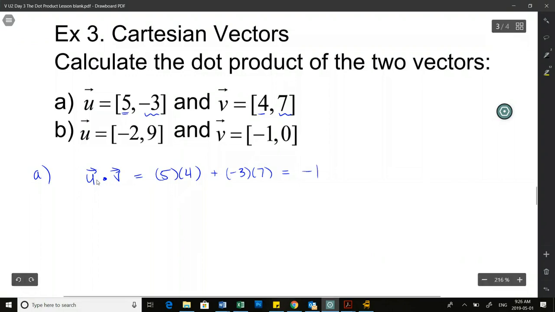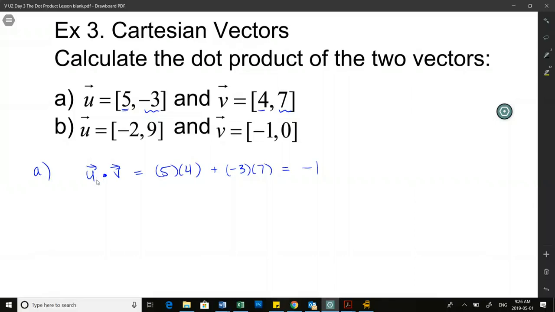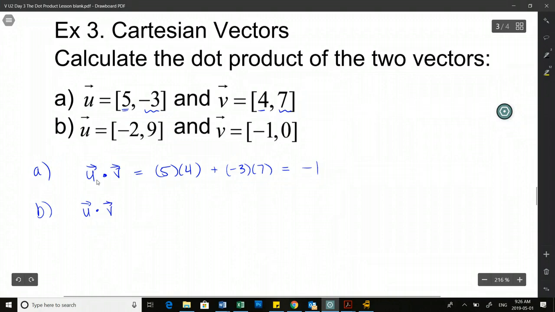So here we end up getting -1 for the dot product. Okay, for part B, if I do u dot v, I'm doing the same thing. We're going to take the x components and multiply them, and add them together with the multiple of the y components. So here we end up getting 2.